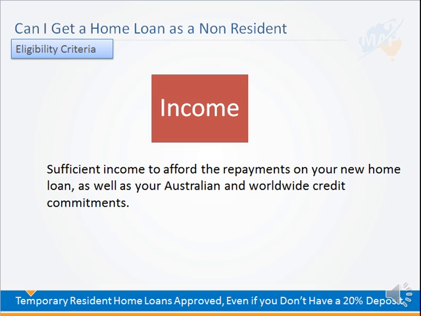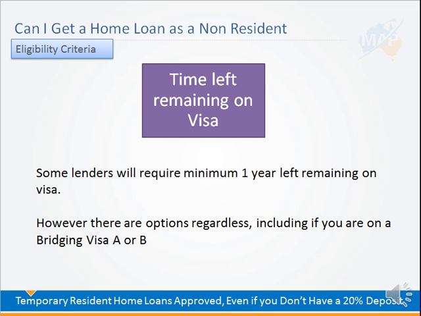If we go through each one of those slide by slide, firstly, the income. Obviously, it stands to reason that you need to have sufficient income to afford your repayments whilst also paying for your existing commitments such as credit cards, personal loans, dependents and things like that. Secondly, some lenders will require that you do have minimum 1 year left remaining on your visa.